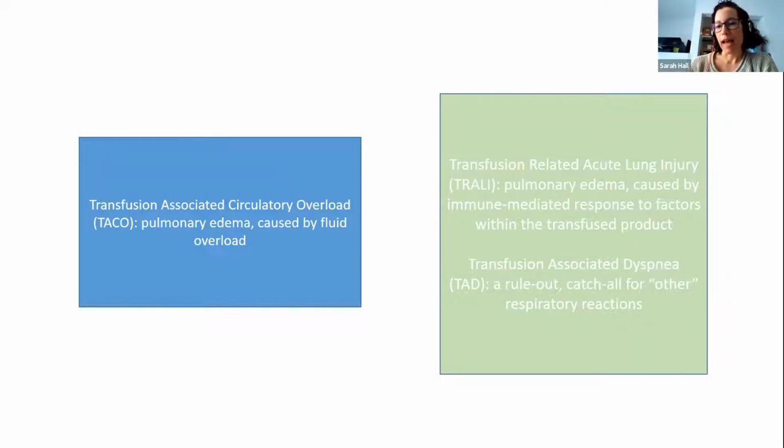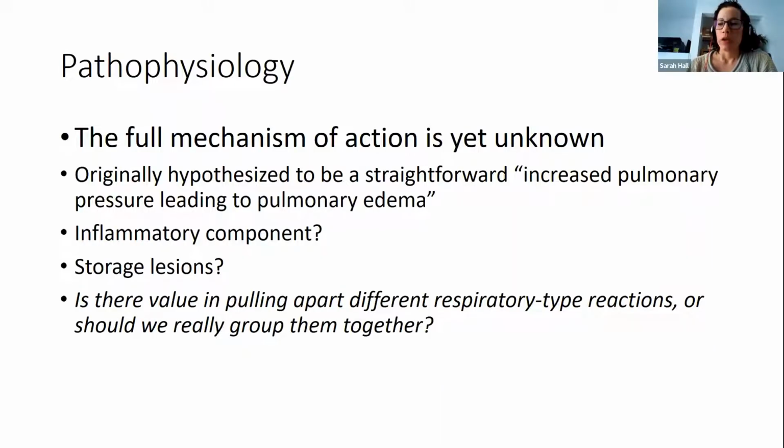And then we also have TAD, which is transfusion-associated dyspnea, which you should really consider like a rule-out catch-all, as in we're not quite sure it fits perfectly into one of the other 2 options, so it has to be this. Think of it as a combination of all of the factors, or even not enough information. So just jumping back to TACO, the full mechanism of action is yet unknown.